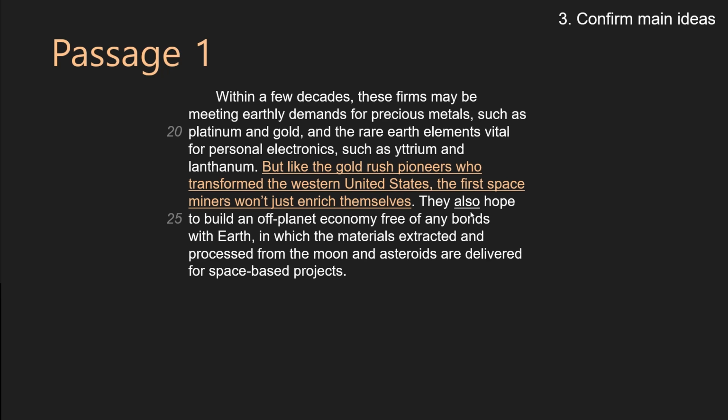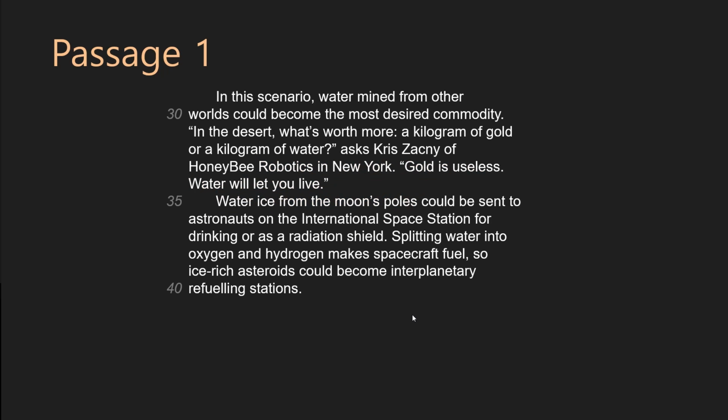Okay, what are you gonna underline in this one? This one seems a little more straightforward. Really, there's only one broad, and I'd even say it's a strong idea that water mined from other worlds could become the most desired commodity. It's strong, it's surprising, because when we think about water, it's a very common resource. It's free, almost free anyway. Not in California, but most places on Earth, water is very cheap.